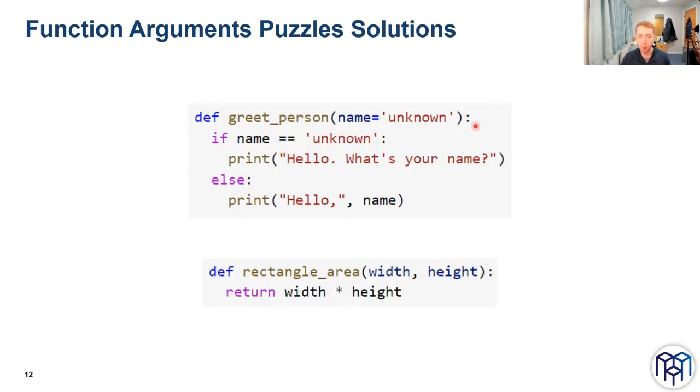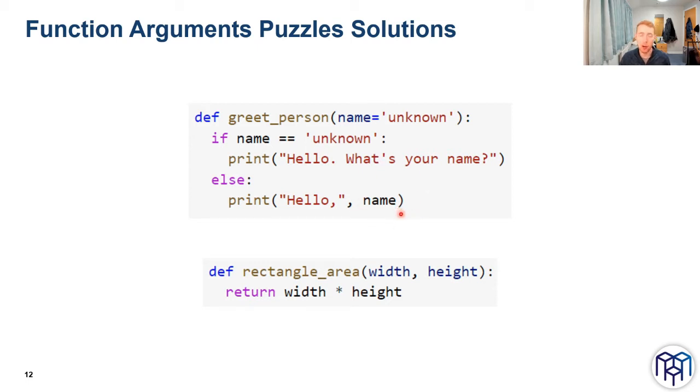So the first question was about creating some code to greet a person where it's possible to have an unknown name, in which case we ask for their name. And so we can do this by having greet person with name is equal to unknown, so the default of unknown. If the name is still equal to unknown, then we print out hello, what's your name? But if a name is specified when we call it, well then this is going to have a different value, not unknown. And so we can use an else and print out hello and then whatever that name is.